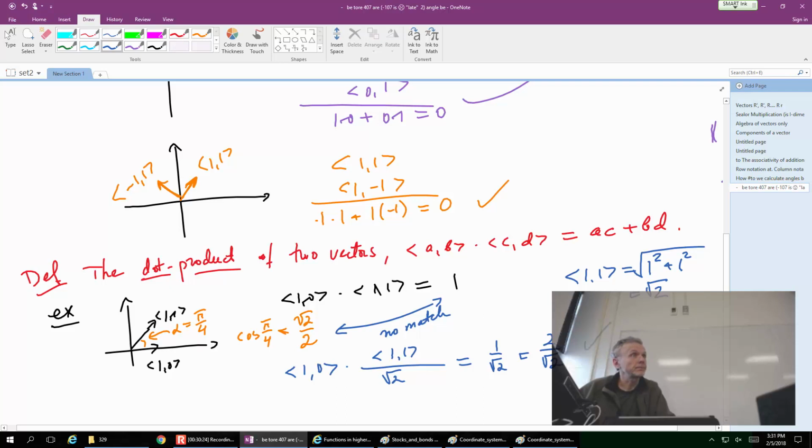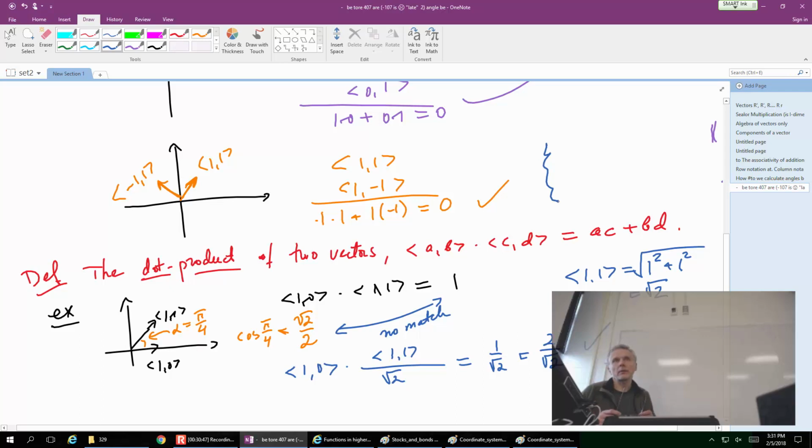Okay. It was surprising that it did work out here, but since it's 0, it doesn't matter whether you normalize or not. If the two vectors are perpendicular, it doesn't matter whether or not they are normalized, the dot product will produce 0.